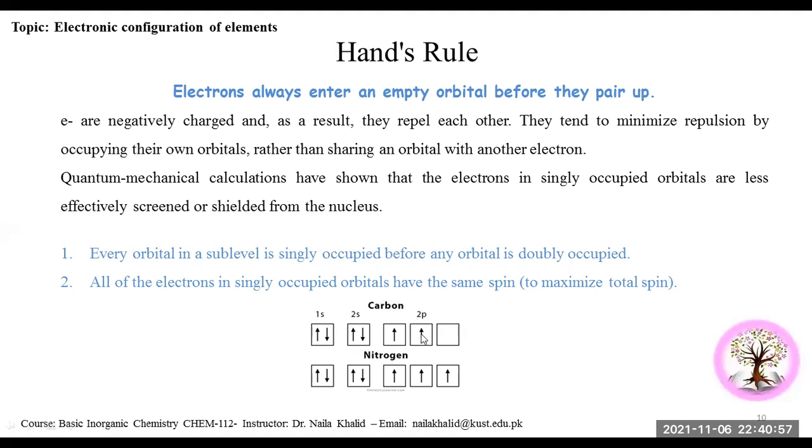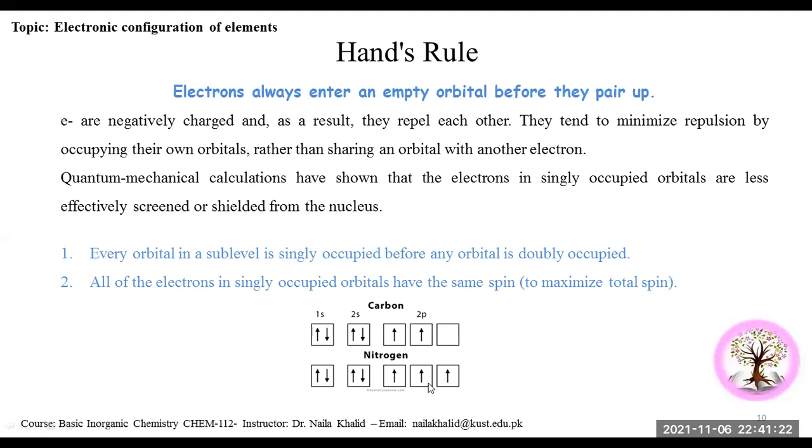That is why the sixth electron will try to accommodate over here rather than over here, and it will be easy for that electron to accommodate in an empty orbital. That is a rule which is described by Hund and known as Hund's rule.